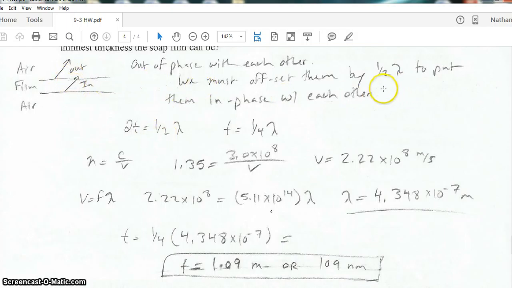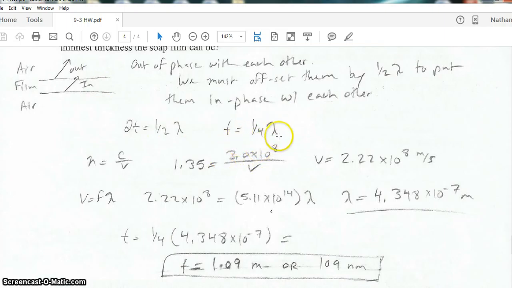Which is why if we want them to constructively interfere, we need to offset them by half of a wavelength. Since they're already out of phase, we need to offset them by half of a wavelength, so they'll be in phase with each other. So 2 times the thickness, right down and back, that's why it's a 2t, equals 1/2 the wavelength, so the thickness equals 1/4 the wavelength.